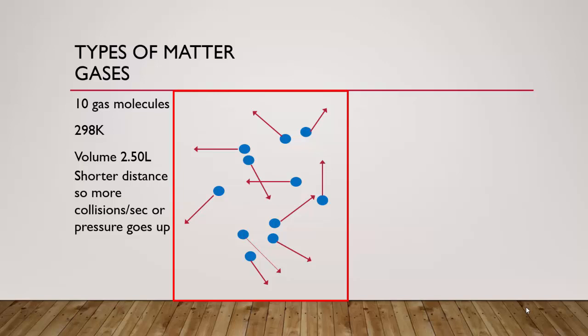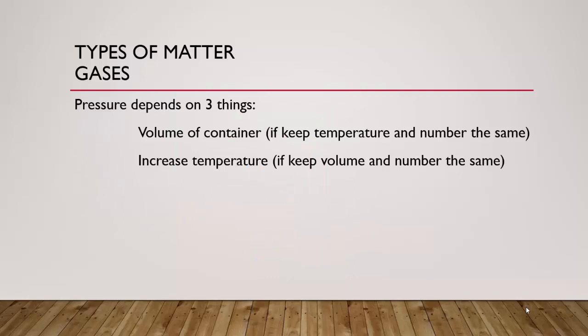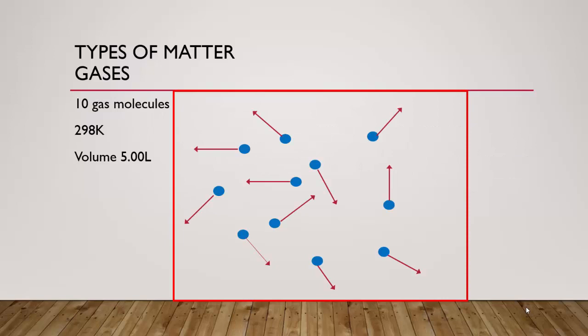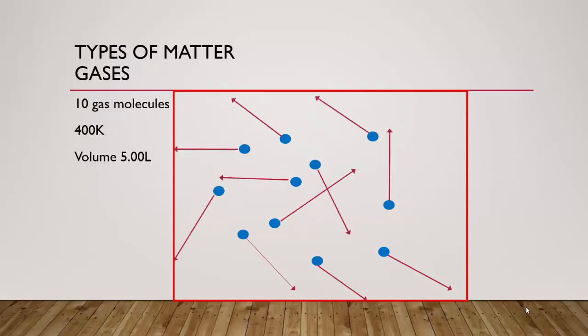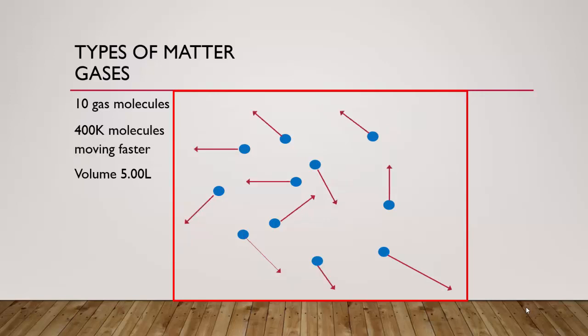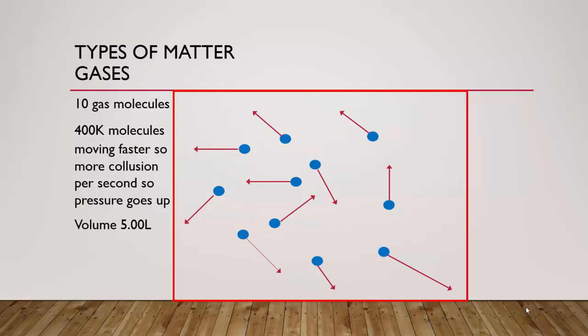So volume matters. The second is to increase or decrease the temperature. This is if you keep the volume and the number of molecules the same. Remember, temperature is an indication of speed. So we start with our original container, but this time we increase the speed by raising the temperature to 400 Kelvin. Keep the volume the same. At 400 Kelvin, the molecules are moving faster, so more collisions per second, so the pressure goes up.